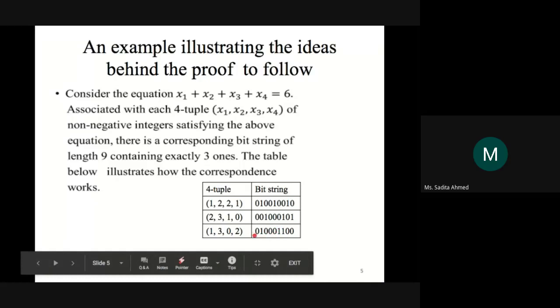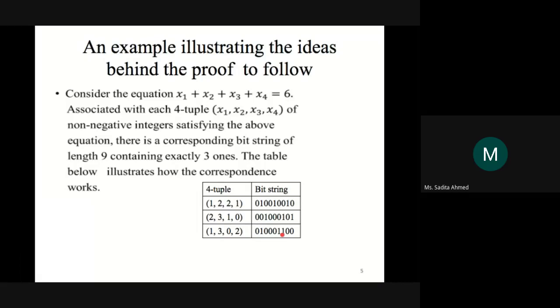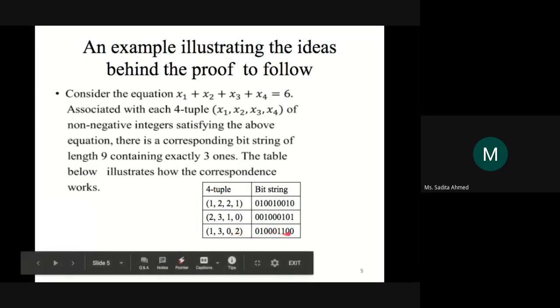So because of the first 0, we know that there's a single 0 here, x1 is equal to 1. There are 3 zeros here, x2 must be equal to 3. Here, there are no zeros between these two partitions. It must mean that x3 is equal to 0. And then finally, x4 is equal to 2, so 2 zeros here.